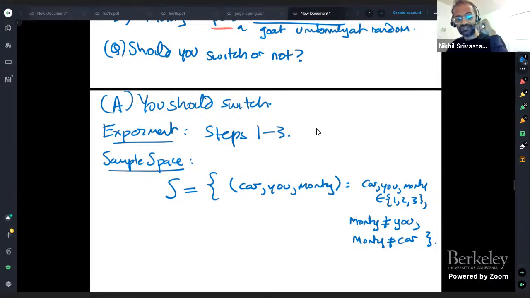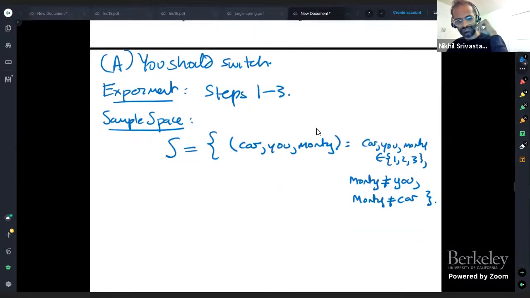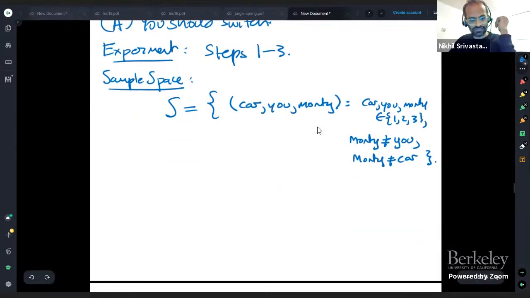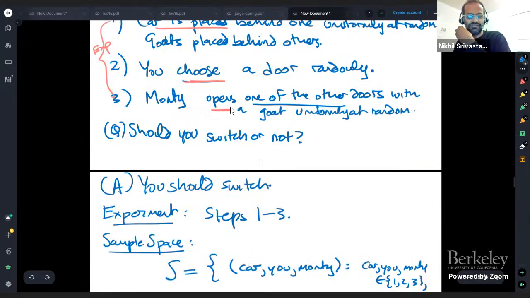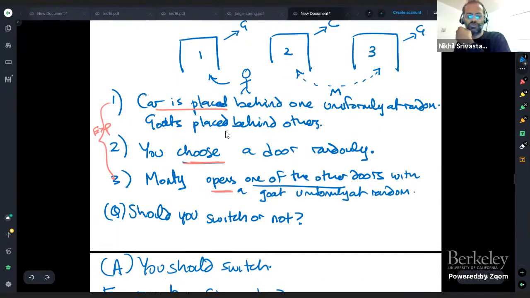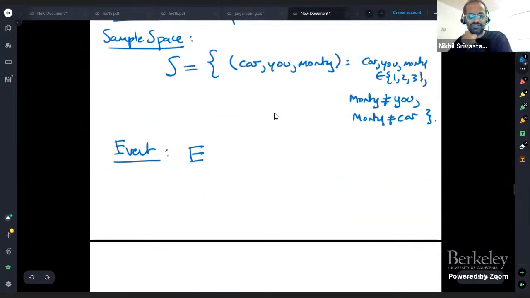Okay, so that is the set of all outcomes. And the event you're interested in is, well, should you switch? Another way of saying that is, what's the likelihood that the door you chose has the car? So the event you're interested in is the set of all tuples such that you chose the car.